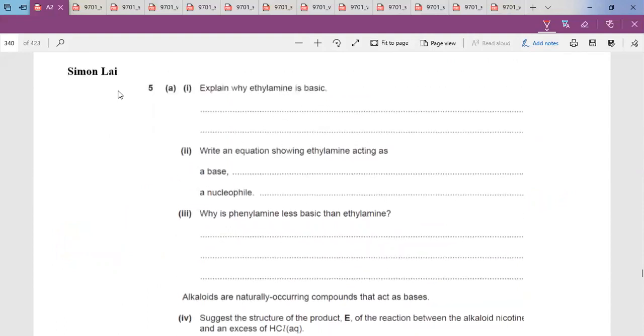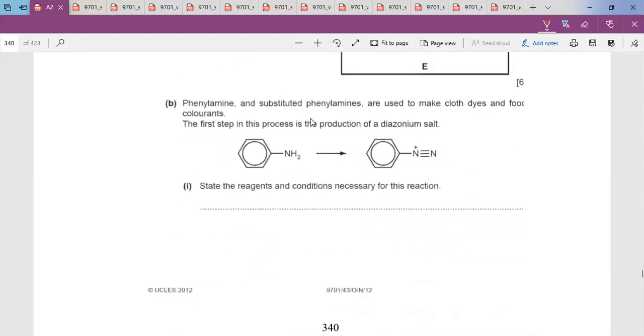Now here, same thing. Explain why ethylamine is basic. Why? Because it's a proton acceptor. Now look at the marking scheme, 12 November 43. I hope I got it here. 12 November. Yeah, I got it.